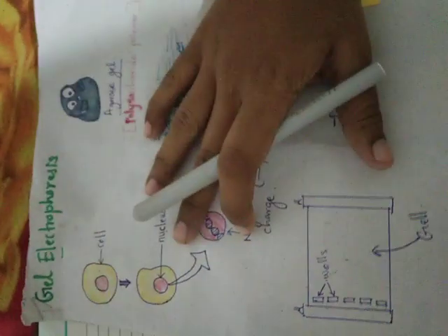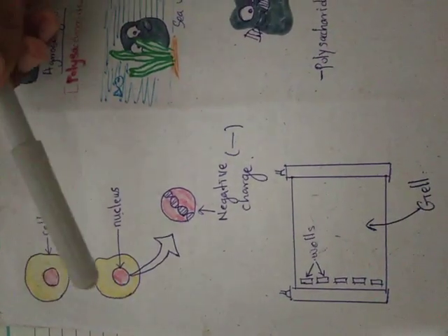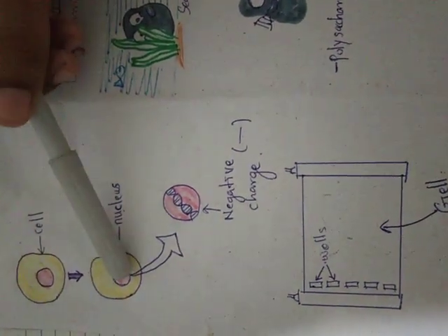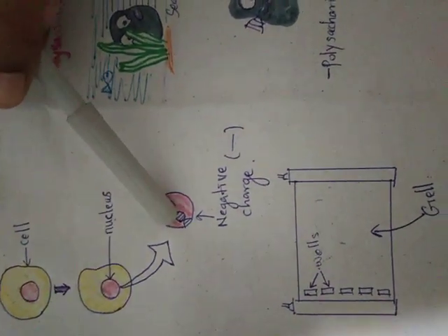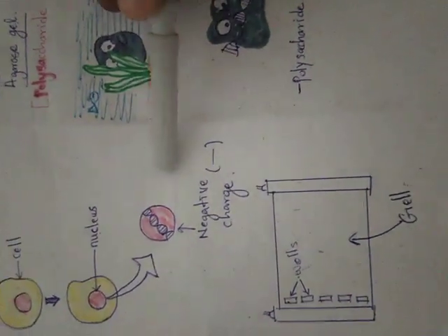So first, we have to know some introduction part. So this is the cell. This is the cell nucleus. Within the nucleus there is DNA. DNA has a negative charge because of the phosphate backbone.